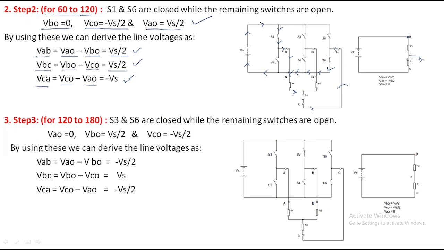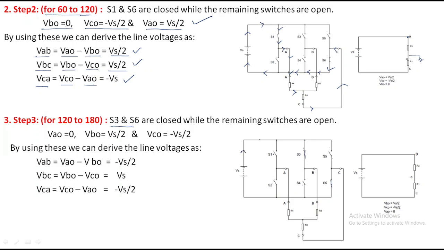For step 3, it is from 120 to 180 degrees. If you observe the waveforms, S3, S6 are closed. Remaining switches are open. Look at here. S3 will be closed and S6 will be closed. Remaining S1, S2, S4, S5 are open. By that we can modify the circuit.